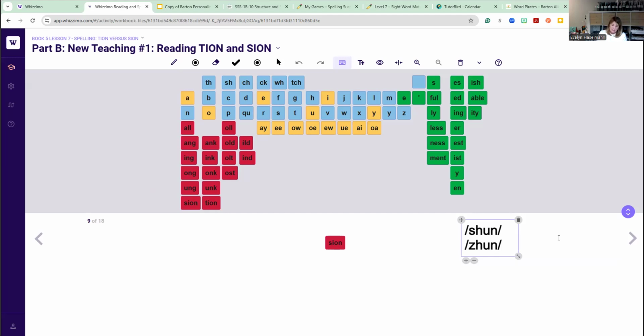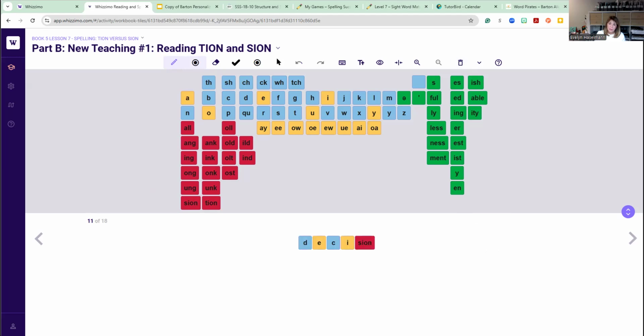So, what happens is it depends on what is right before that sound, whether it says shun or whether it says zhun. So let's take a look at this word. The word is confusion. So this U vibrates. This is a vibrating sound right here. All of our vowels vibrate, which means it vibrates in our throats right here. Confu, which means that this is going to vibrate. Zhun, confusion. Okay, so that sound right there is making the zhun sound. Students are going to learn that whenever you hear the zhun sound, you're automatically going to spell that S-I-O-N.